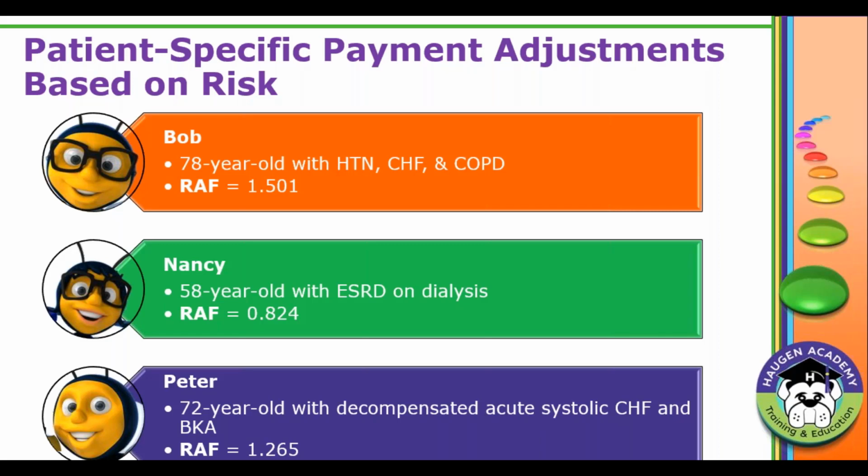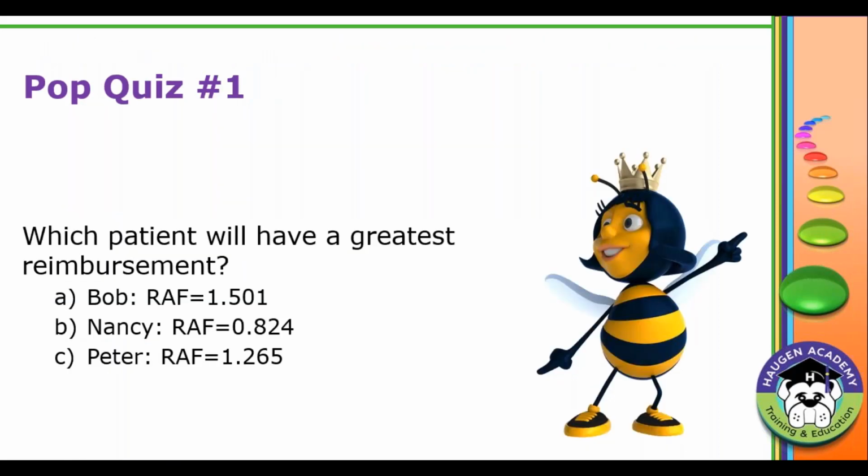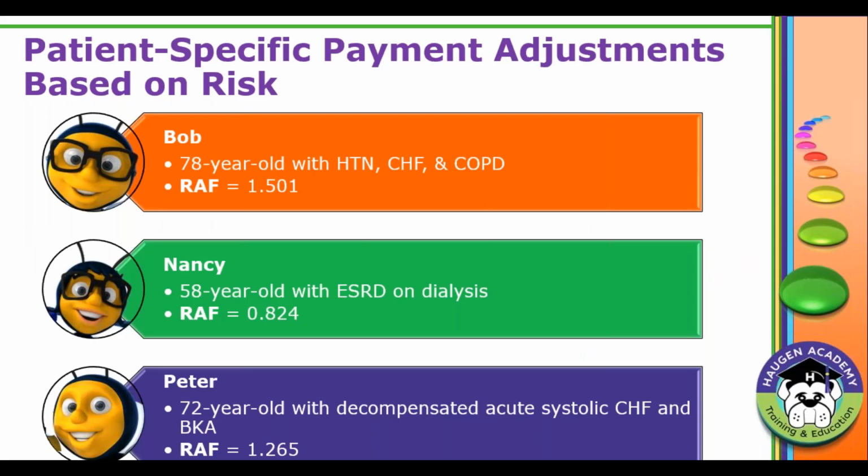And then the last one we have is Peter. So he's 72. He has heart failure and a below the knee amputation. So the scores are going to be affected by whether or not these diagnoses fall into the HCC model, and also by the demographics of the patient. So the higher the score, let's see what you guys think on this next question.